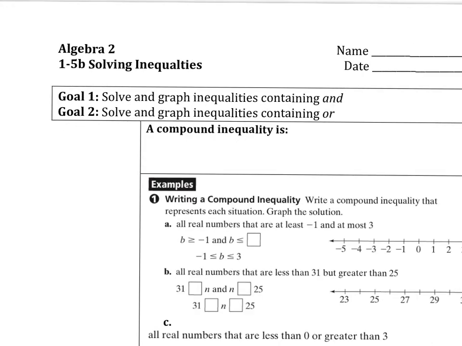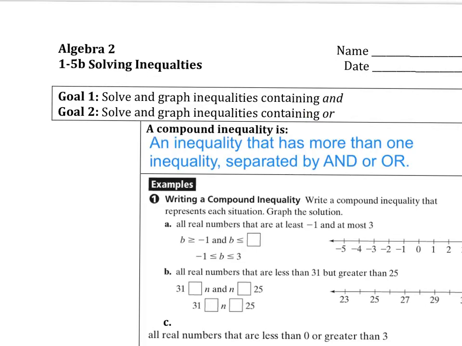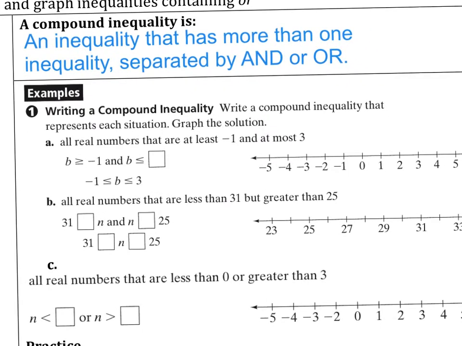So what we're going to do today is continue our journey of inequalities, but we are going to upgrade this by actually looking at solving and graphing inequalities that are called compound. So compound inequalities are more than one inequality that have an and or an or. So let's look at the first example here. We're writing a compound inequality that represents each situation.